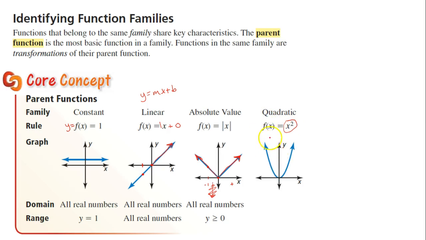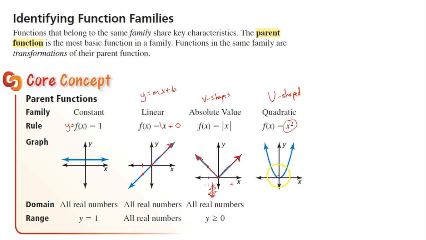So y equals x squared is just a standard parabola, and it's U-shaped. Okay, so absolute values are V-shaped graphs, and quadratics are U-shaped graphs called parabolas.